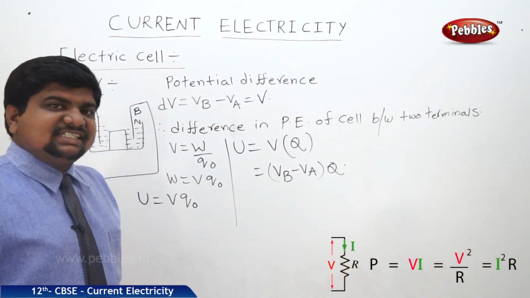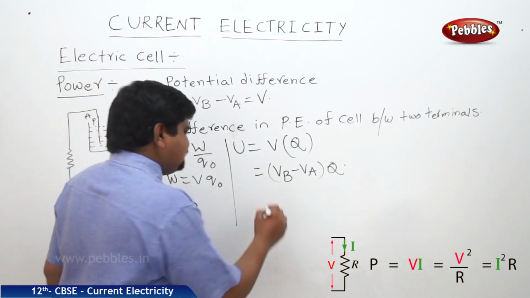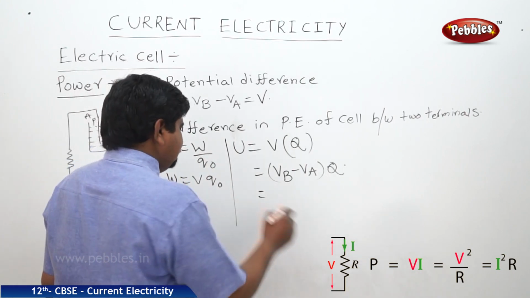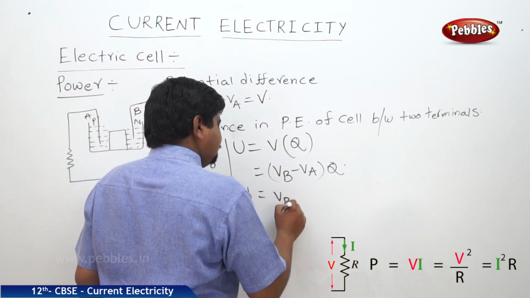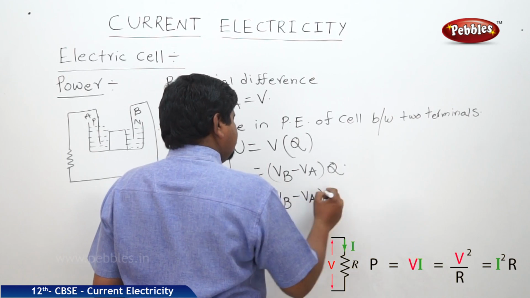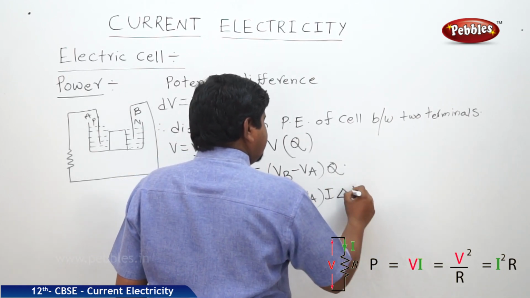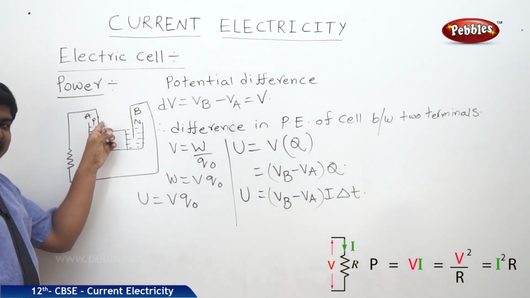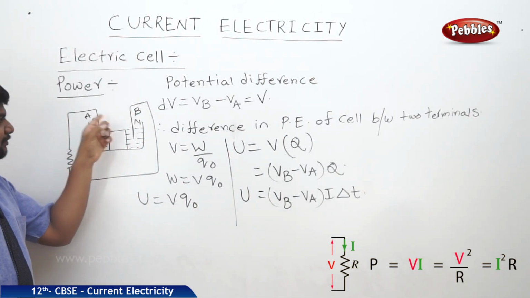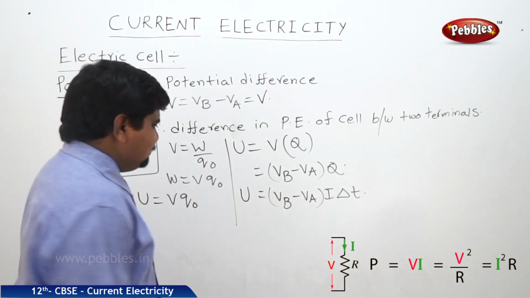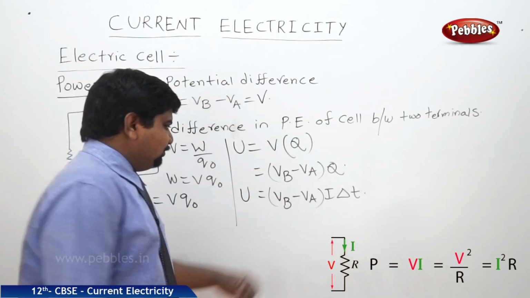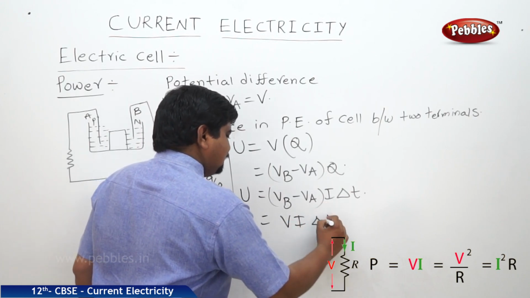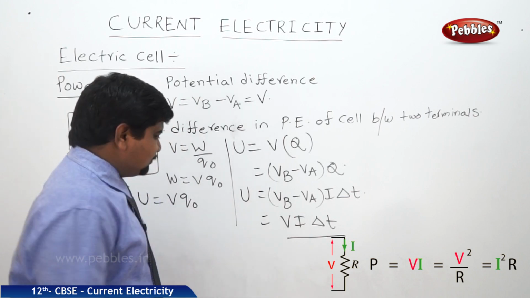What is Q? It's a charge. So where I is equal to Q by T, Q is equal to IT. Therefore, U is equal to VB minus VA into I into delta T. What is the meaning of delta T? Let us take the time taken to transfer the charges from P to N as delta T. Therefore, potential energy U is equal to (VB minus VA), that is V, into I delta T.